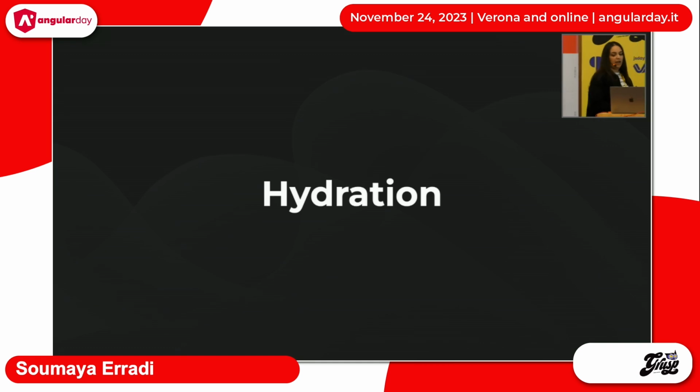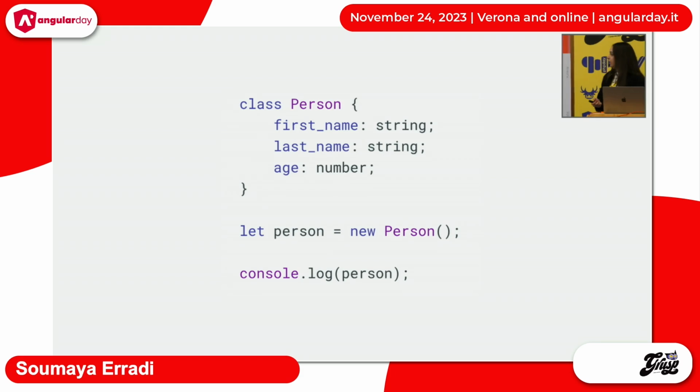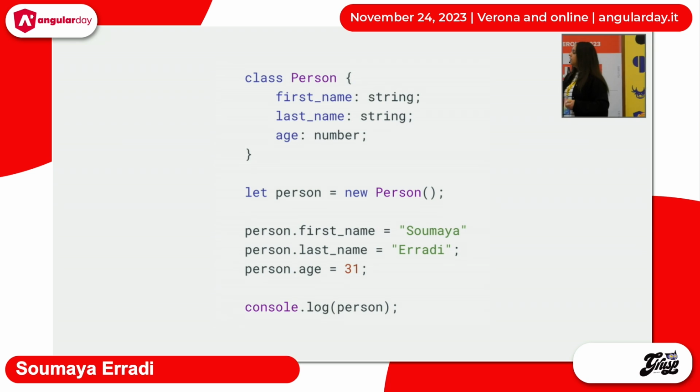But hydration is not something related just to front-end development. It's something general in programming. If we have a class Person with first name, last name, and age, and we instantiate a new variable person, a new Person, if we console log this, we just have an empty object. So when we fill out the data in this object, we are hydrating the object. So hydration is something that we always use, and it's not related to a framework or a technology, but it's something about programming that we use every day.